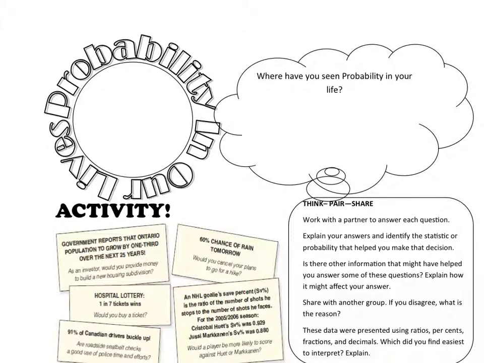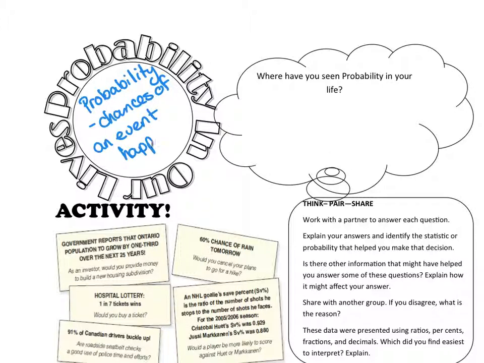Hey guys, today we're going to do a lesson on probability, specifically probability in our lives. Now, when we're talking about probability, a quick definition: probability is the chances of an event happening. And we're going to look at a bunch of different events, and we're going to look at how probability is calculated in different scenarios, and that's mostly what we're going to do for this unit.